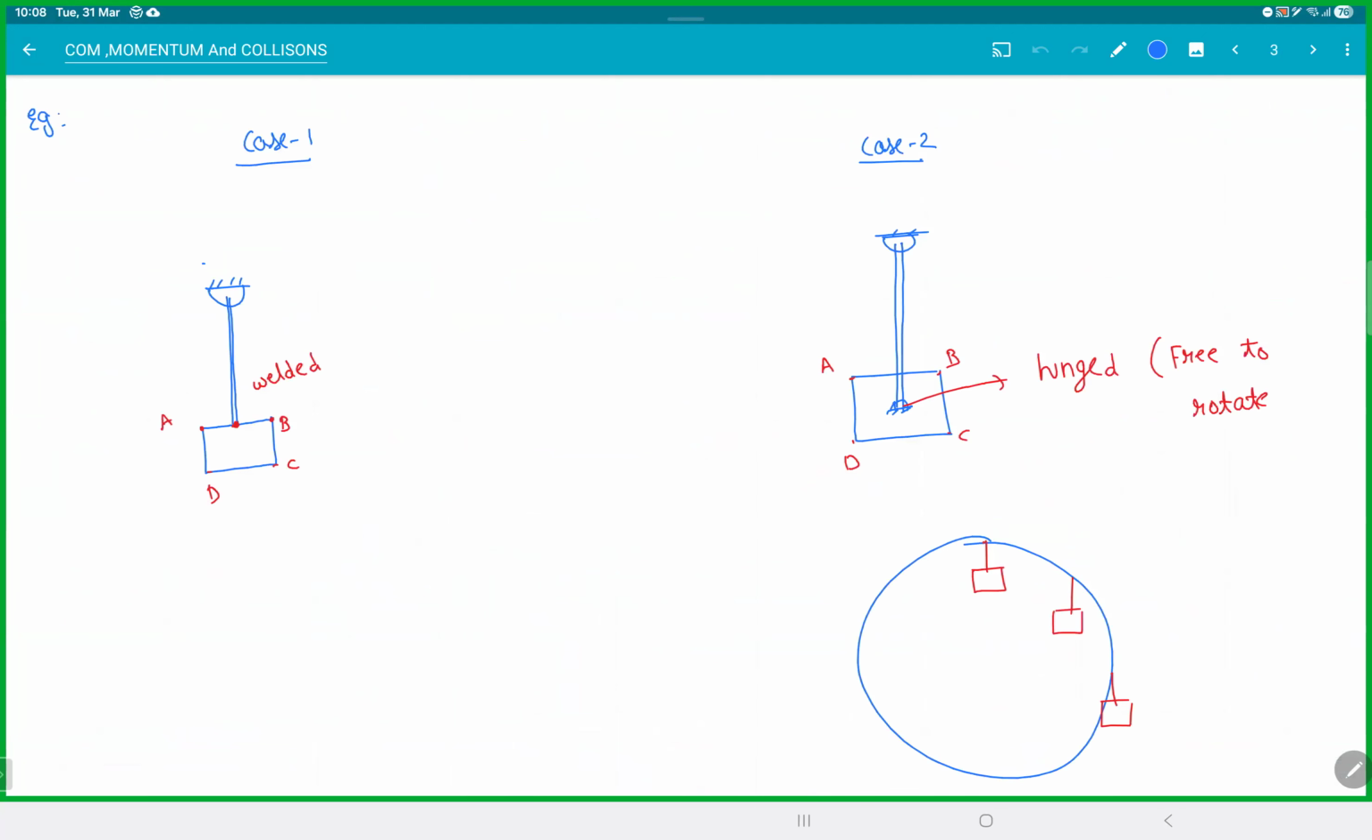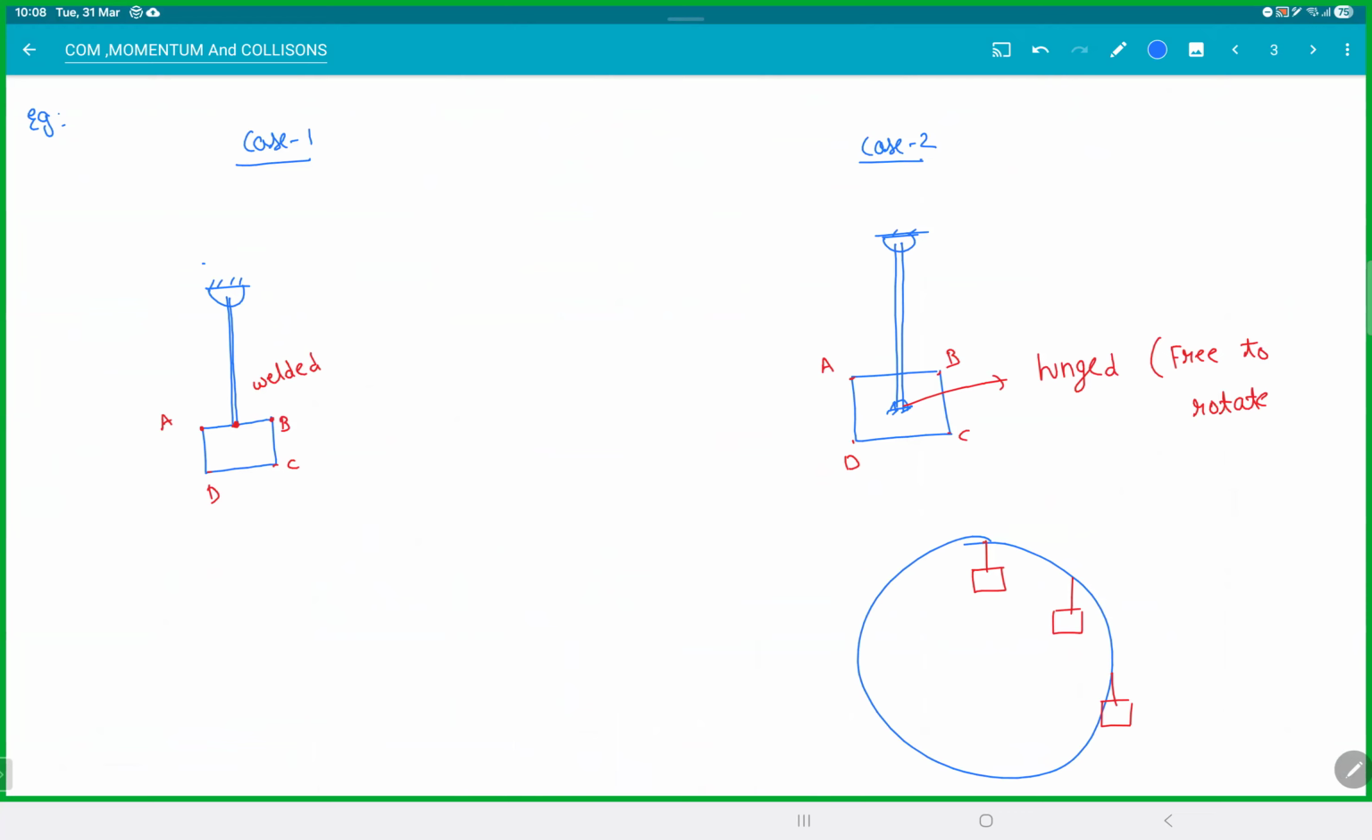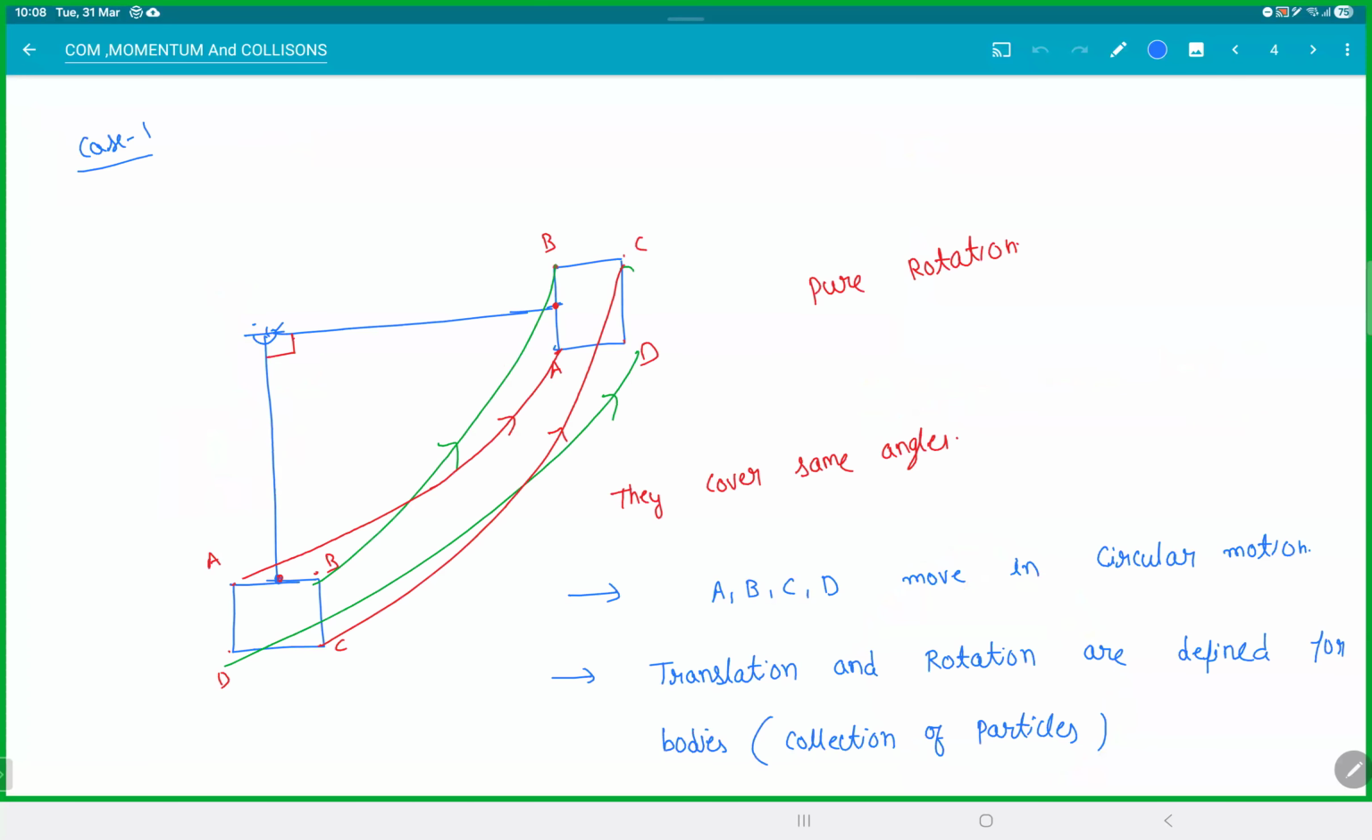Then we discussed something like this. Do you remember this question? If you take a block and weld it, and if you take a block and hinge it at the center, so this is like your giant wheel. And then I asked you this question. In case 1 and case 2, which one is translation, which one is rotation? And if you remember, case 1 is actually rotation because everyone covers equal angles.